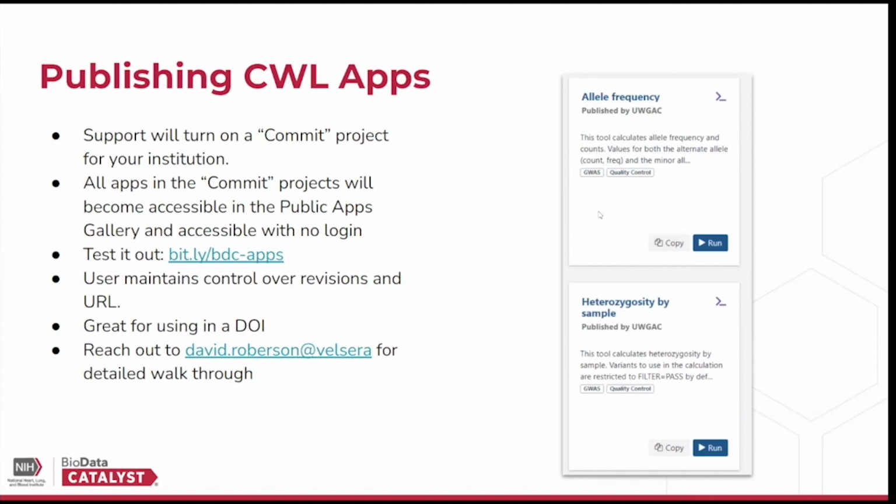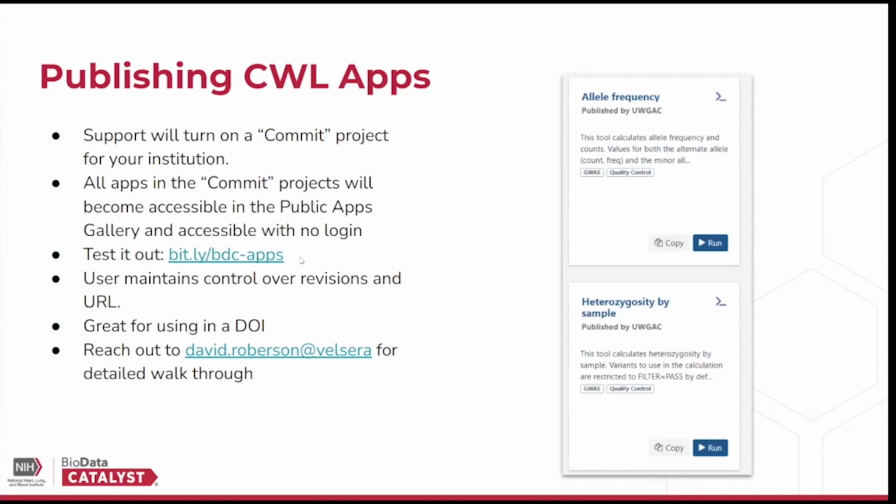And you can try this out now. The great thing about the public apps gallery in this example is that there's no login. I made a quick link here. If you go to bit.ly/bdc-apps, that'll take you to a longer URL, which is a completely open URL, and you don't need to log in. So the user maintains control over the revisions and also control over the URL. Going back to Emily's example, this would be great for creating a DOI.